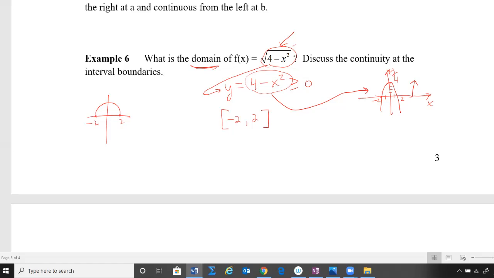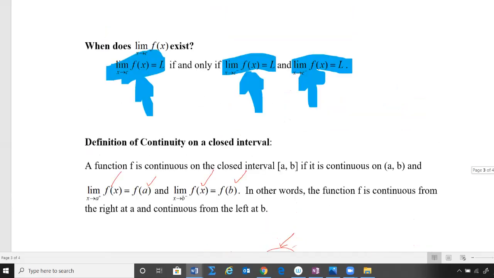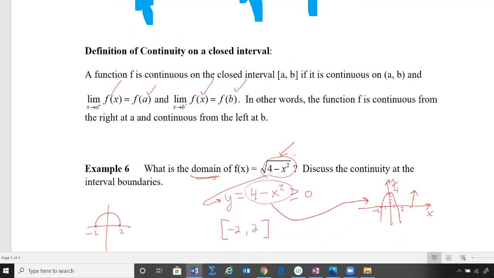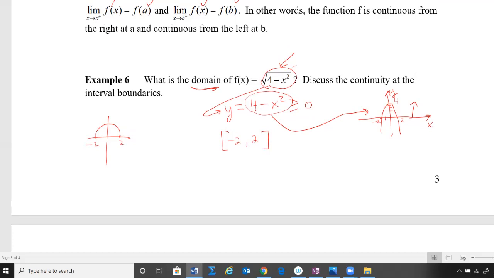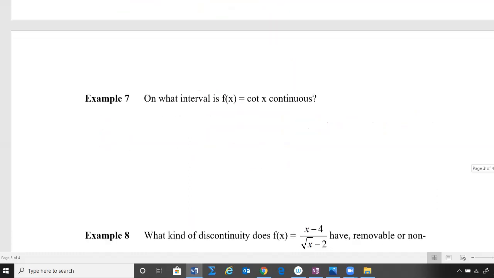All right, discuss the continuity at the interval boundaries. Well, this is continuous, and to use our new vocabulary, go back up here. It's continuous on that closed interval. It's continuous from the right at -2, and continuous from the left at +2, and it's continuous everywhere between -2 and 2. So it is continuous on this entire closed interval. Okay.